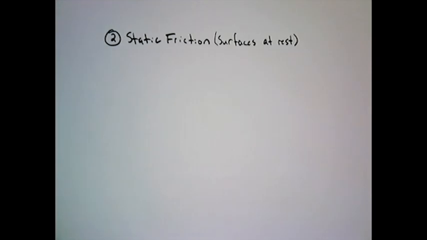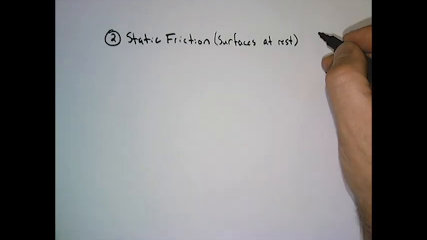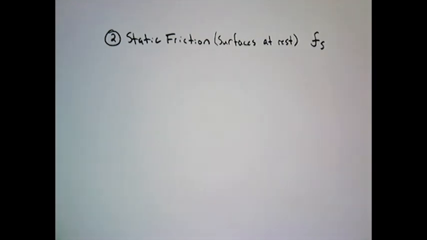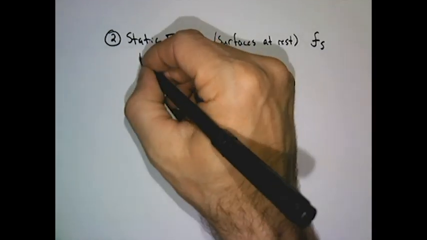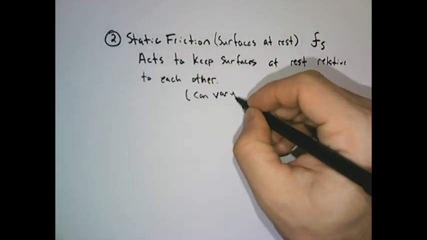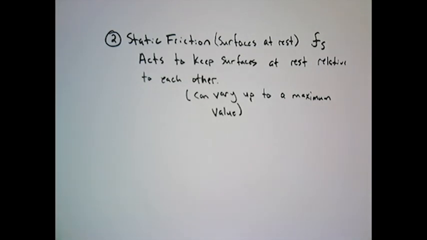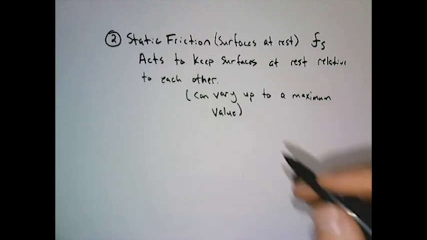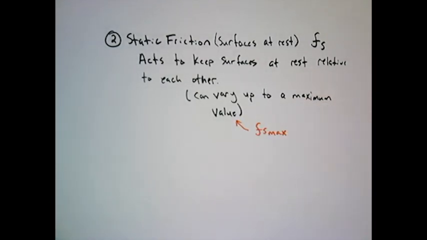The second type of friction is static friction, which involves surfaces at rest relative to each other. We'll use F sub s to designate this friction. This type of friction force is adjustable. It will adjust itself to be whatever size it needs to be to keep the surfaces at rest. But it does have a limit, and this value is very important. We're often interested in figuring out what this maximum force of static friction is.